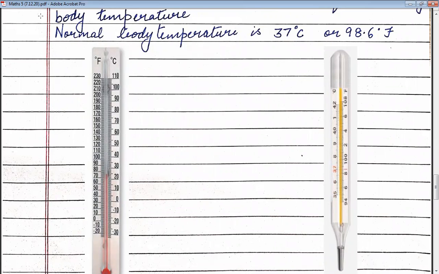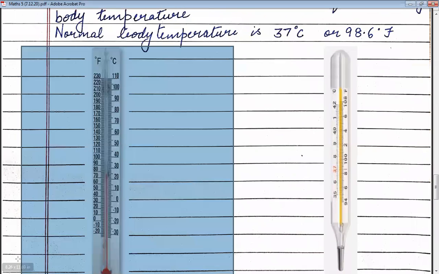Now, children, in the laboratory thermometer, we have so many readings. You can see that our lowest value is -30 and the highest is 110. So, what is the range of the laboratory thermometer? It ranges from -30 to 110 degrees Celsius. And in Fahrenheit, it is from -20 degrees Fahrenheit to 230 degrees Fahrenheit.